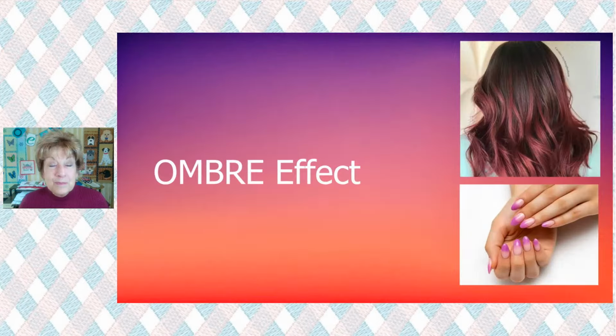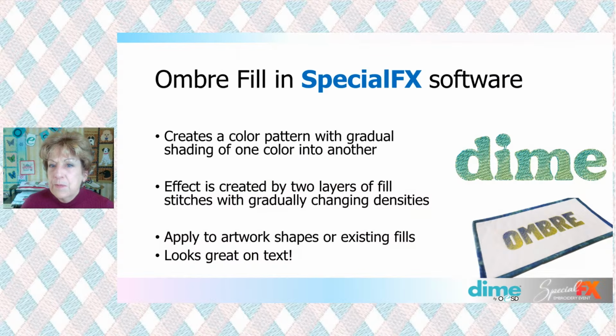Right? The next one is called ombre. Now, this effect, ombre, means that it's a gradual shading of colors from one color to the next. We see it in hair, we see it in nail art, and now we can see it in our embroidery. Now, this special effect creates a color pattern with a gradual change from one color to the next. And we do it by layering two fill stitch layers that have gradually changing density so that it gradually changes.